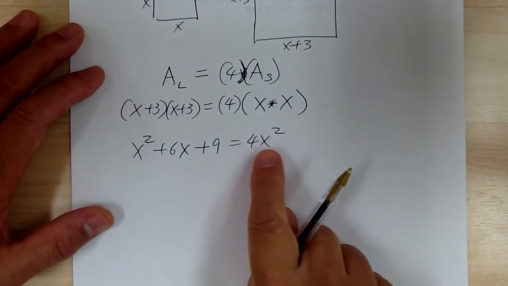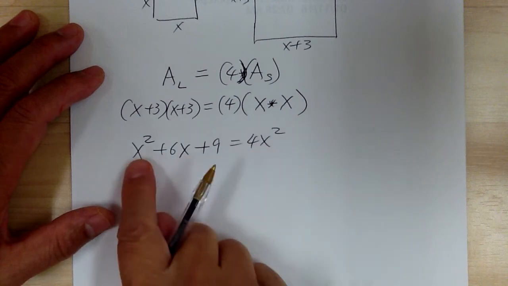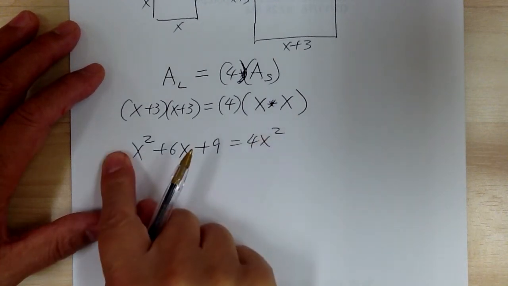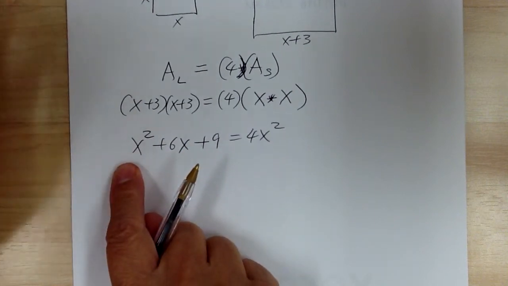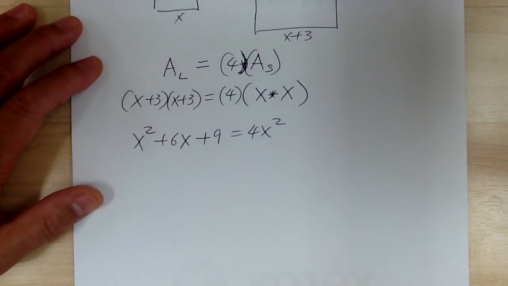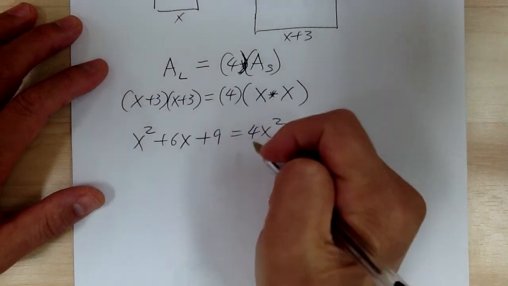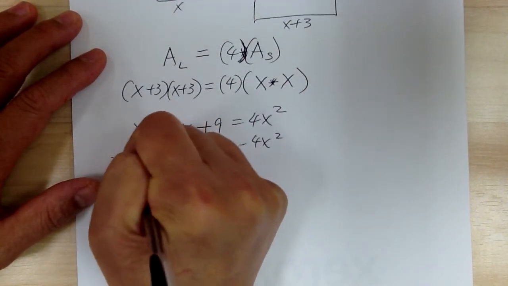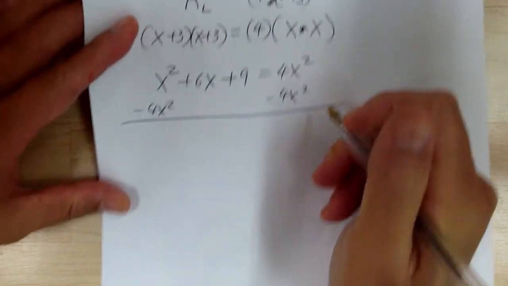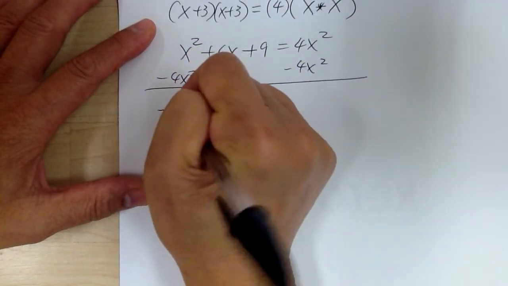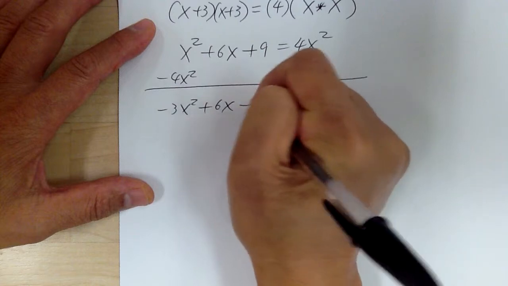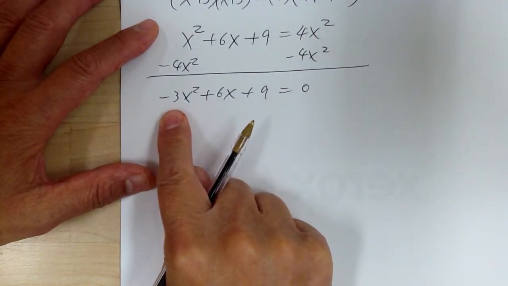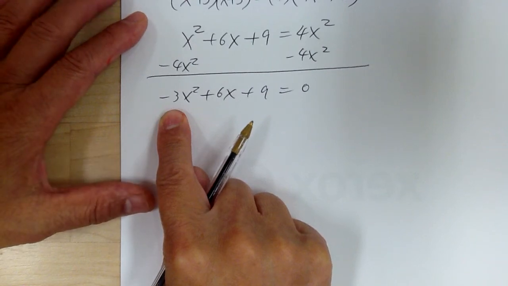Okay, now, since this is a big x squared, I'm going to move everything to this side to make it equal to 0. Because if you move this to this side, you're going to end up with a negative, right? So you don't want to do that. But in case you do that, that's fine. So if you minus 4x squared, you're going to end up with negative 3x squared plus 6x plus 9 equal to 0. Now, do not try to factor with a negative in front.